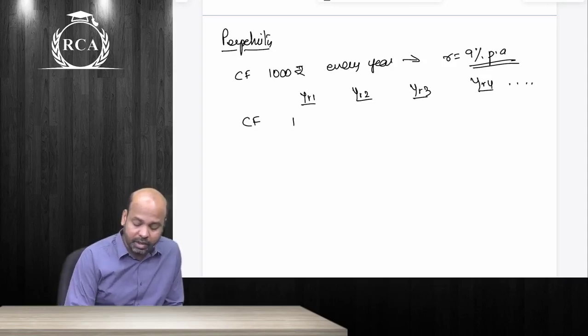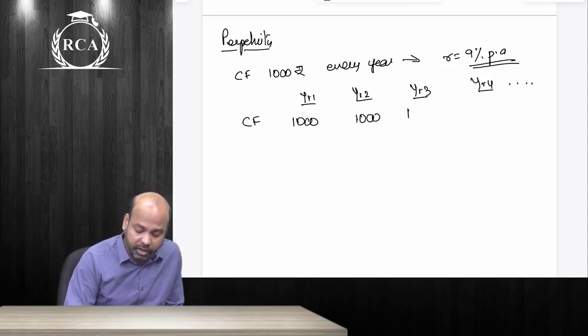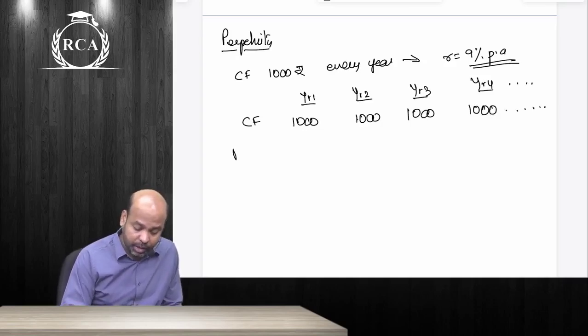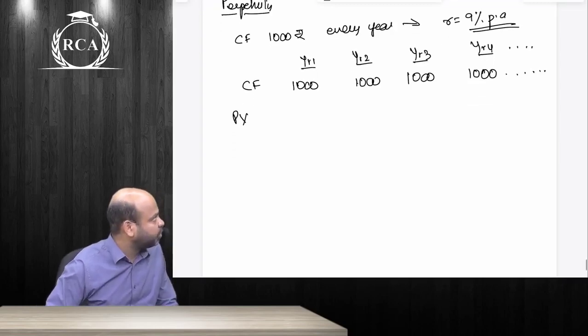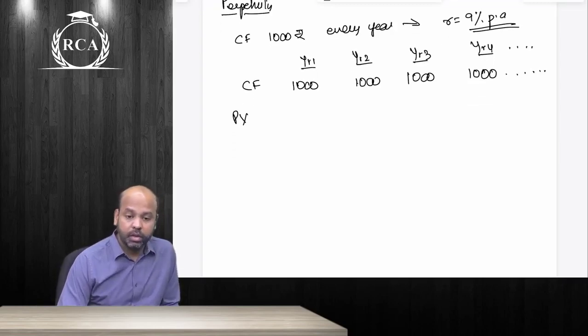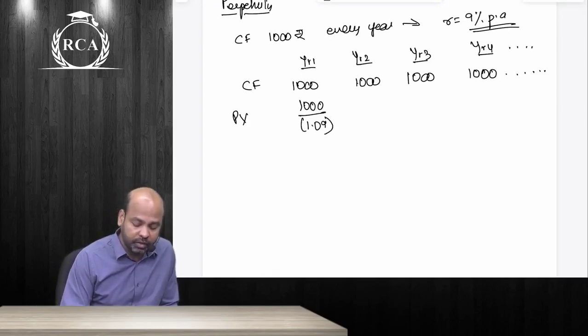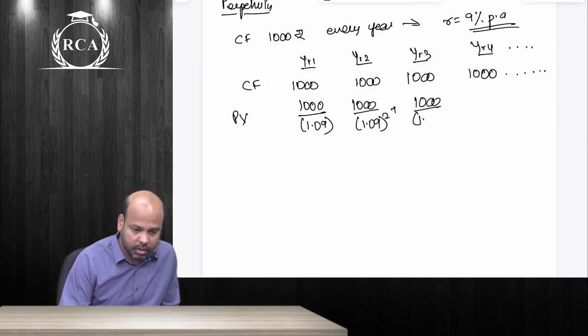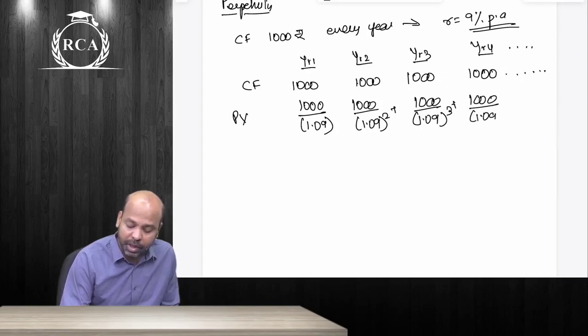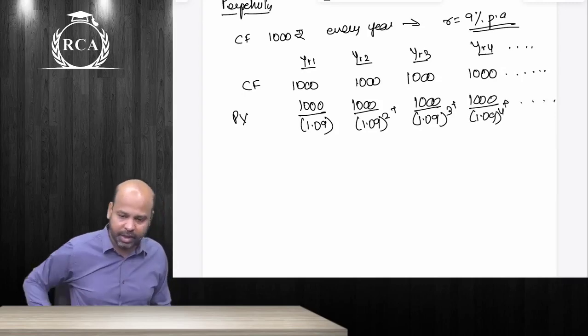So let us say better that the cash flow first year is 1,000, second year 1,000, third year 1,000, fourth year 1,000, and will this end? How will I compute the present value of the first 1,000 rupees? The present value of the first 1,000 beta will be 1,000 divided by 1.09. What's the present value of the second 1,000 rupees? 1,000 divided by 1.09 whole square. Third 1,000, 1,000 divided by 1.09 whole cube, 1,000 divided by 1.09 whole power 4. So on guys, with no defined endpoint.